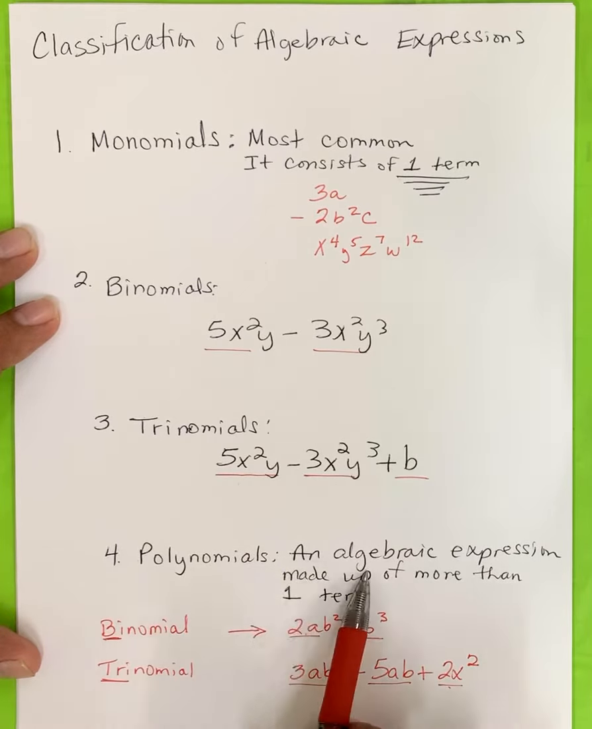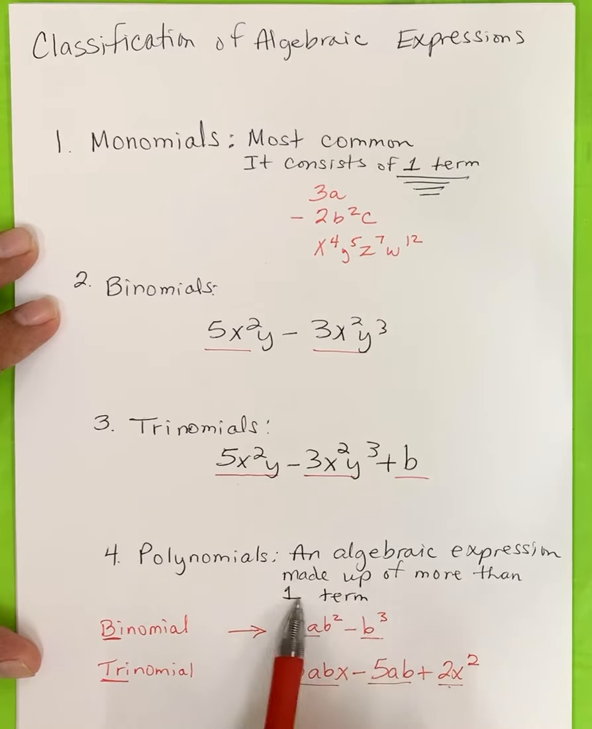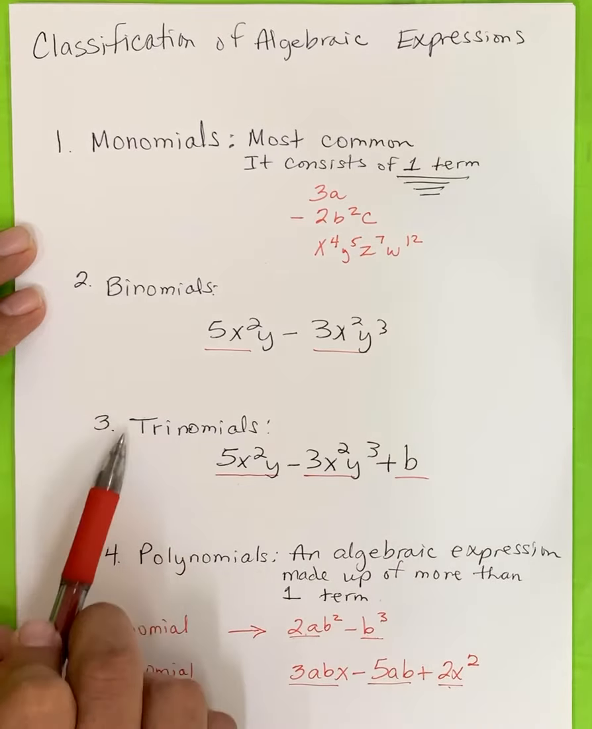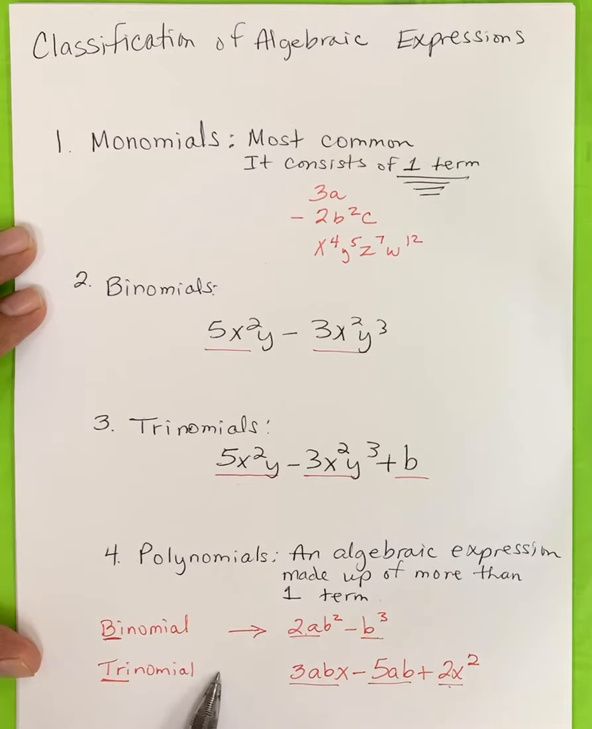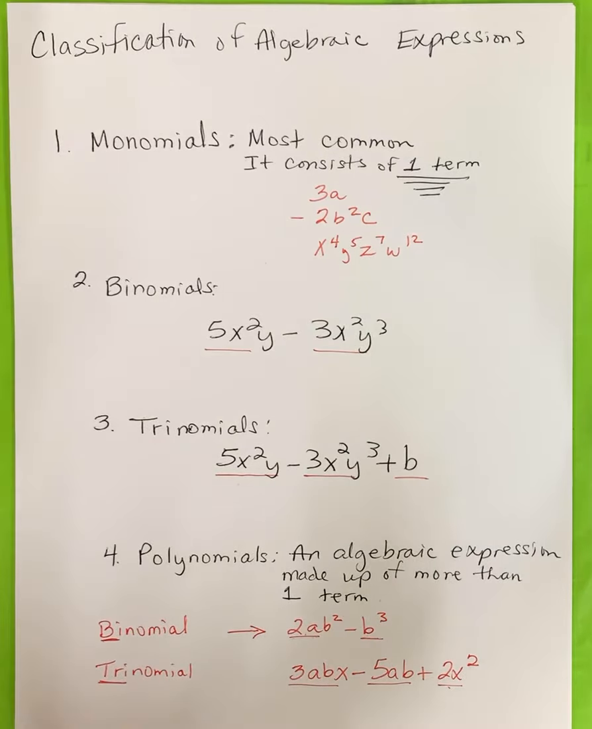Polynomials are an algebraic expression made up of more than one term. So both binomials and trinomials are polynomials. Okay? If you have any questions, remember, pay attention to what your teacher's telling you. If your teacher's asking you to identify the terms or the expressions in one problem as monomials, binomials, trinomials, or polynomials, this is it. The binomials and trinomials are polynomials, not the monomials.